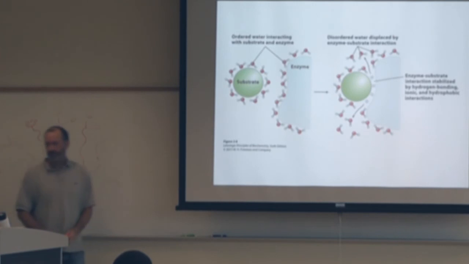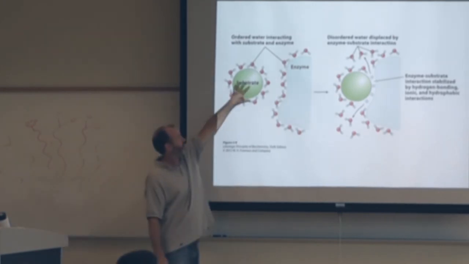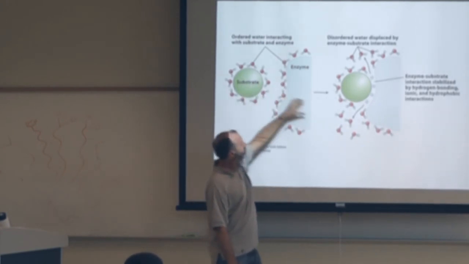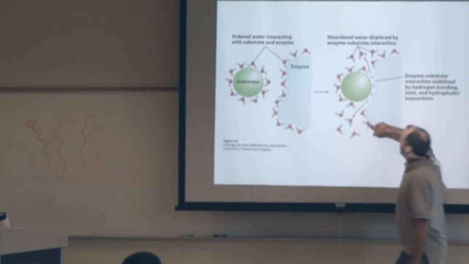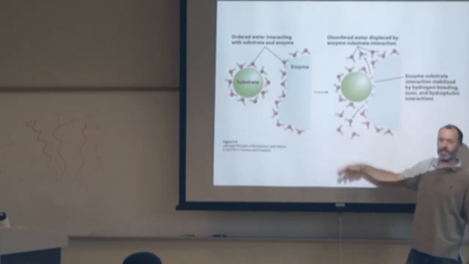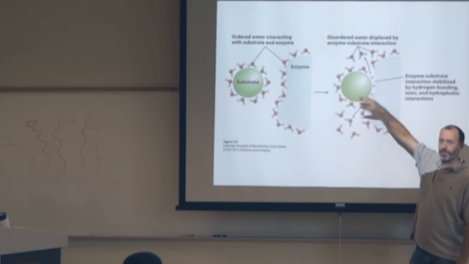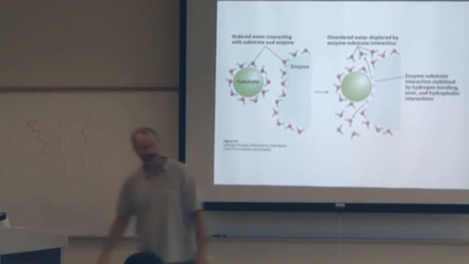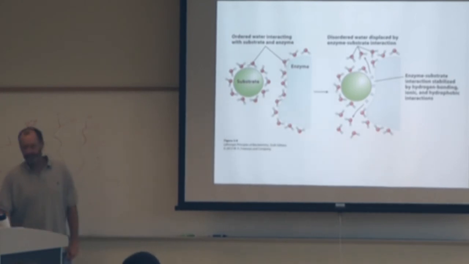And this shows you that hydrophobic effect. You have highly ordered water around the substrate and highly ordered water around the binding site of the enzyme. And when those two interact, these ordered molecules are gone, thus you get a slight increase in entropy based on this binding event, which is thermodynamically favorable. Does that make sense?